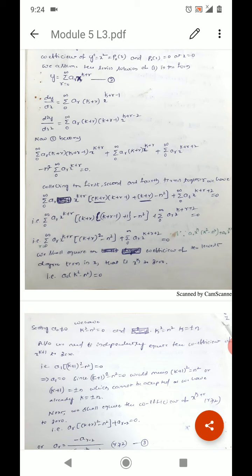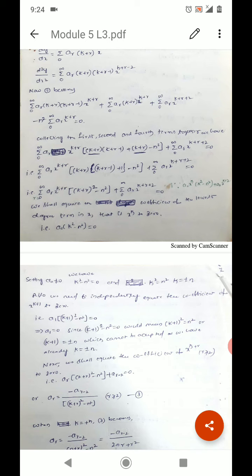Now again within the bracket, that will become k plus r of k plus r minus 1 plus 1. Here minus 1 plus 1 get cancelled. Remaining is summation ar x power k plus r of (k plus r) whole square minus n square, plus summation ar x power k plus r plus 2, which is equal to 0.